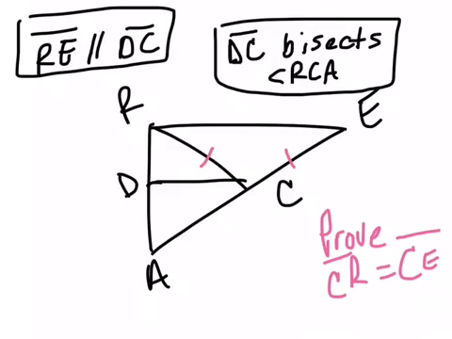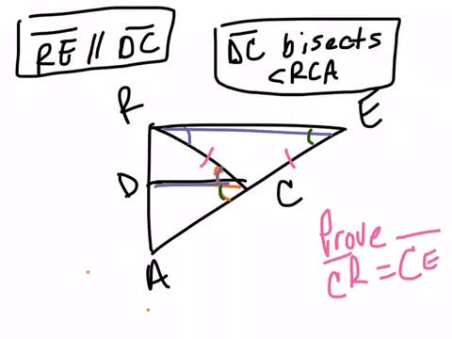First of all, we know that these two angles are congruent because if this is an angle bisector, because that's an angle bisector, those angles are congruent. Because these lines are parallel, this angle and this angle are also congruent because of the alternate interior angle theorem, and also because those lines are parallel, this angle and this angle are congruent because they are corresponding angles.